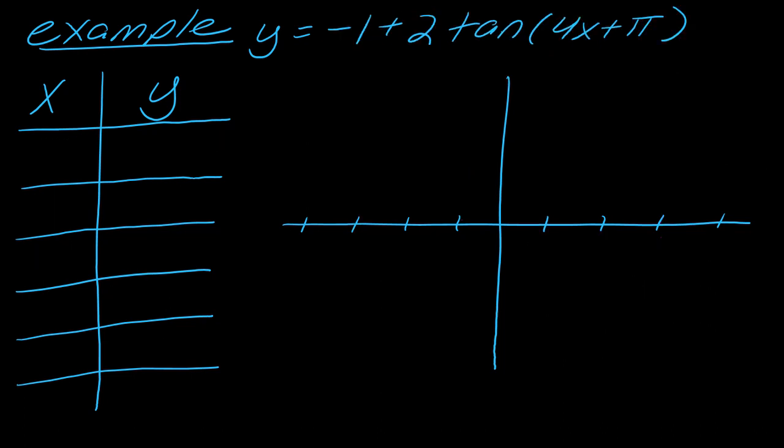So I want to do one more example, and I do have another video with more examples if you'd like to see more. But anyways, I chose something that looks a little funkier, if you will: negative 1 plus 2 tangent of 4x plus pi. Say that 10 times fast.